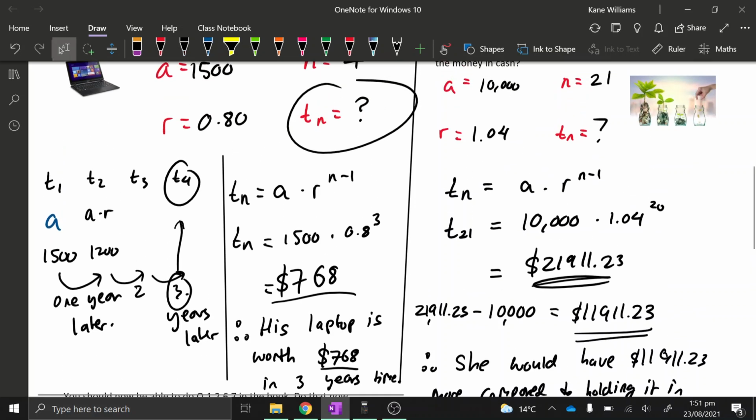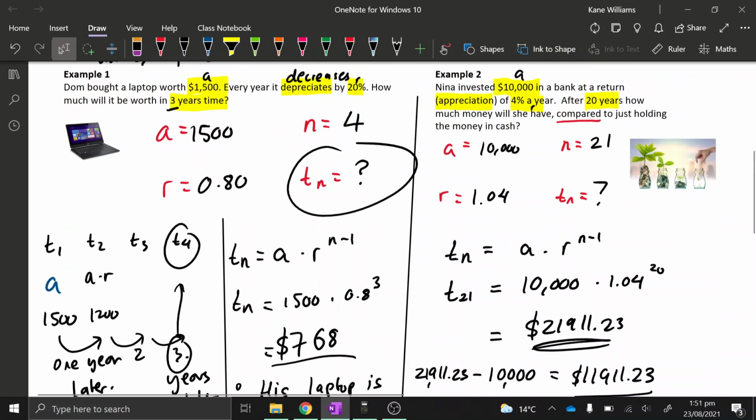And here's the money in the bank growing. So she's put the money in the bank, $10,000, and every year it's increased. And after the third year, she's got this beautiful plant here showing that it's increased by $11,000. So it's good to hold the money in the bank for 20 years.